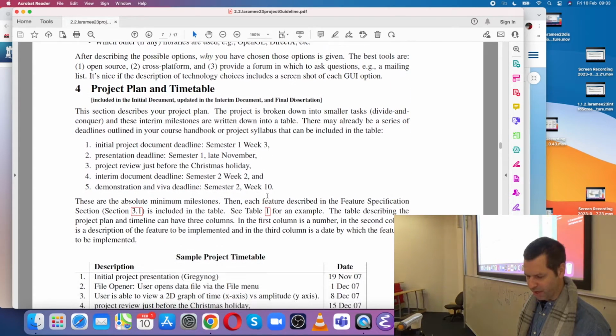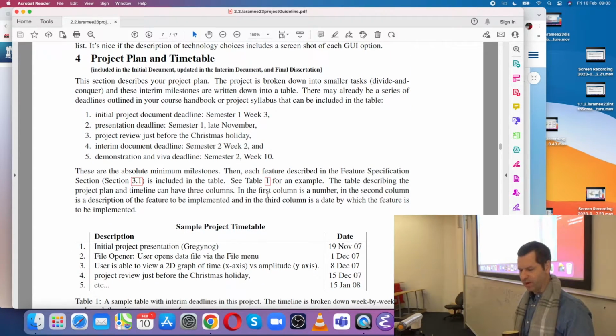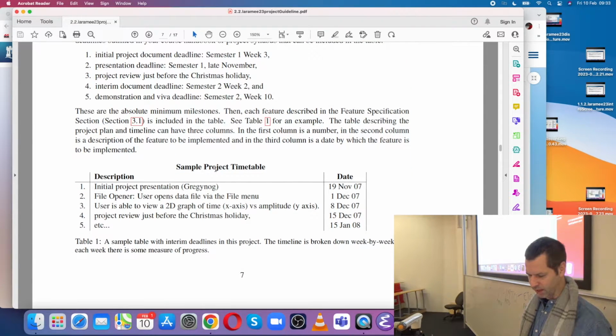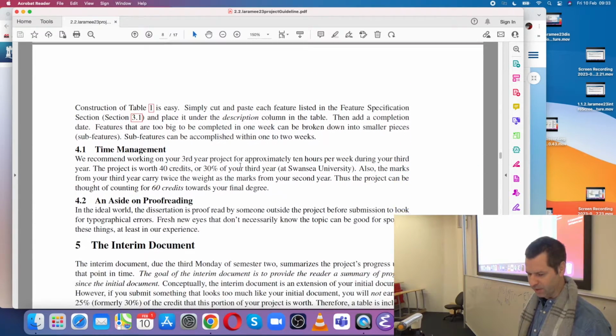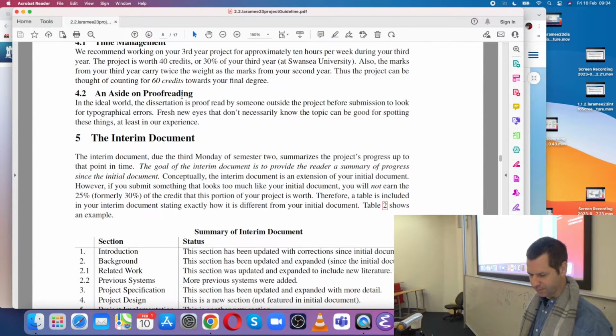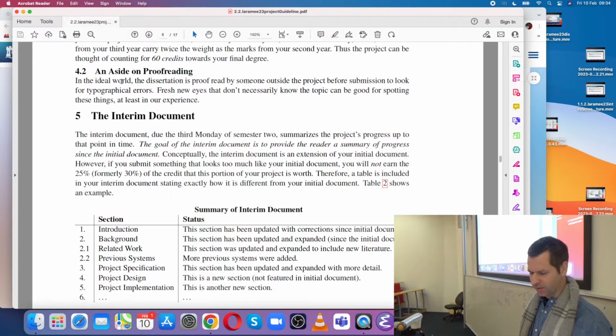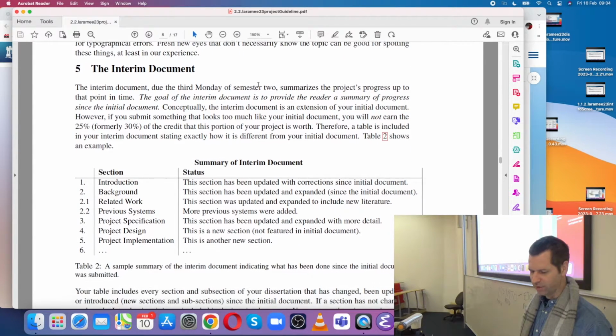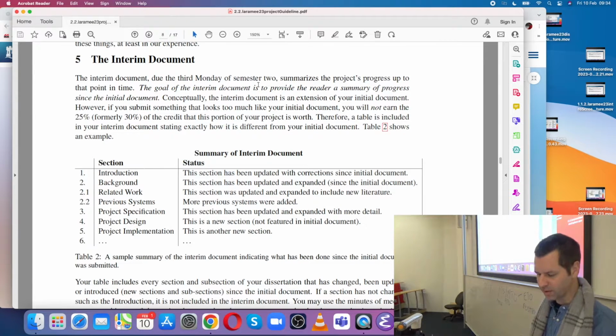Then there's a project plan and timetable, right? That's a sample, right? Every initial document has some sort of project plan and timetable. There's a sample timetable. There's a little bit of advice on time management. There's a little bit of advice on proofreading, right? Somebody other than yourself should proofread the document.